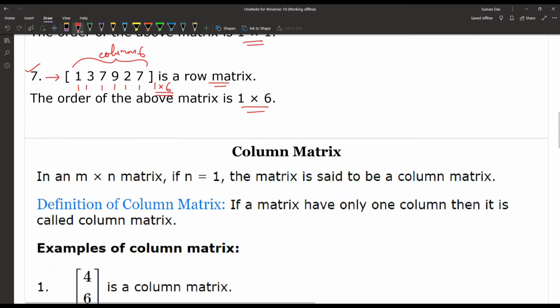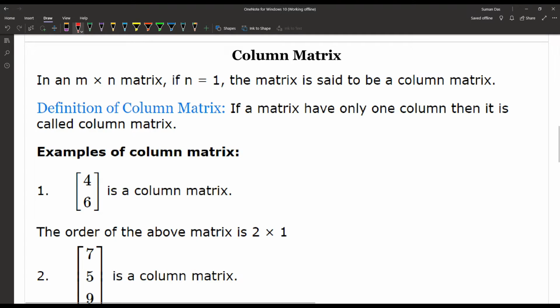The next topic is the column matrix. As usual, like the row matrix, if an m cross n matrix, once again that is for row, that is for column, has n equal to 1, that means the number of columns is equal to 1. The matrix is said to be a column matrix. If a matrix has only one column, then it is called a column matrix.